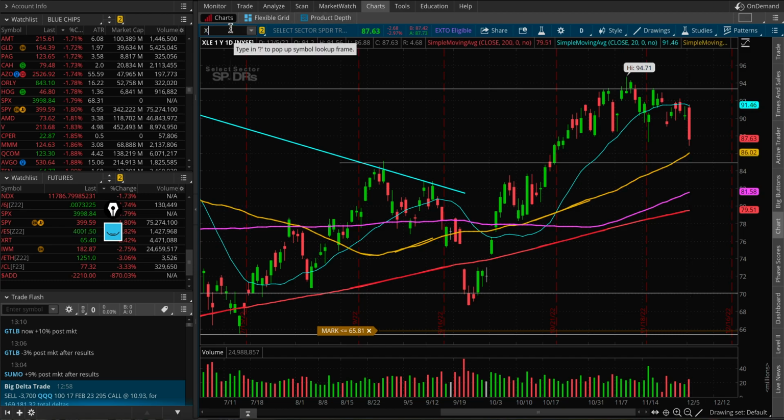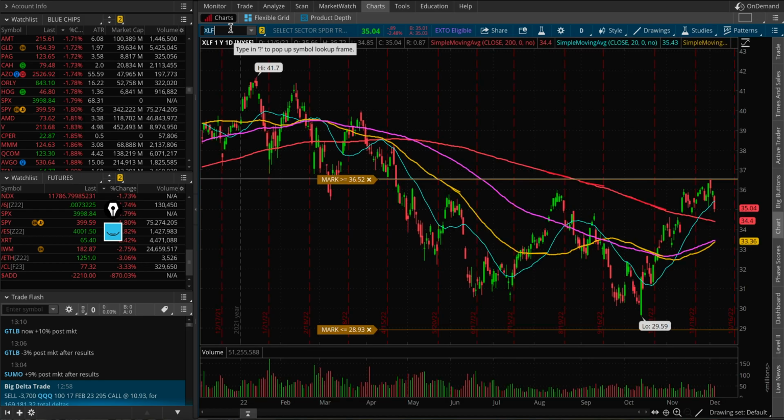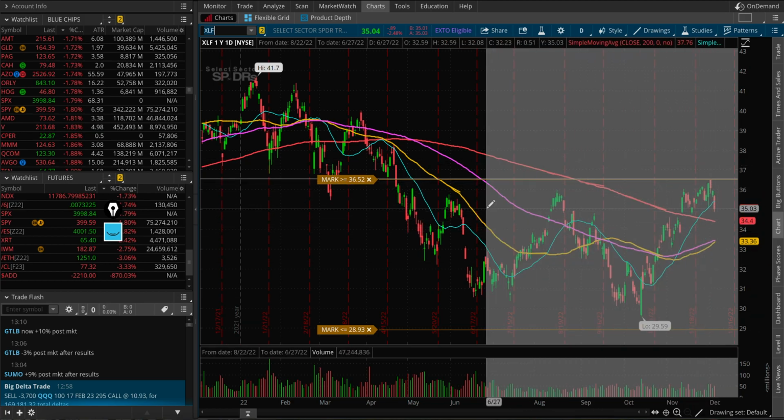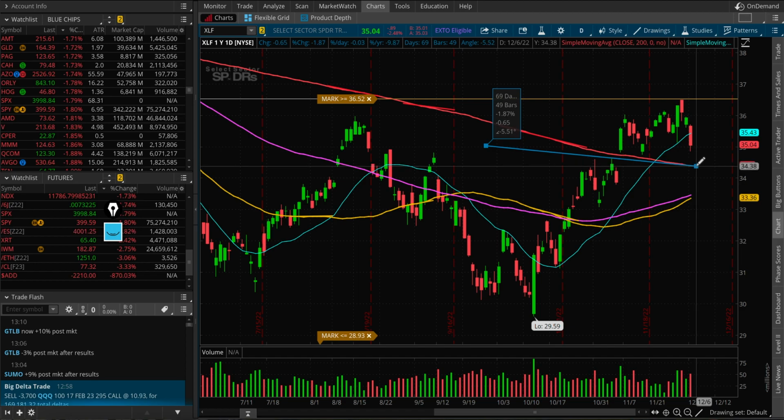And another one is XLF, which is financials. And it was due for a pullback as well, because you can see it hit its resistance. And the red line right here is the 200-day moving average. So if it pulls back a little bit more, I'm sure there are going to be maybe some buyers who will come in. But yeah, that's what I'm watching for SPY going forward for the rest of the week.